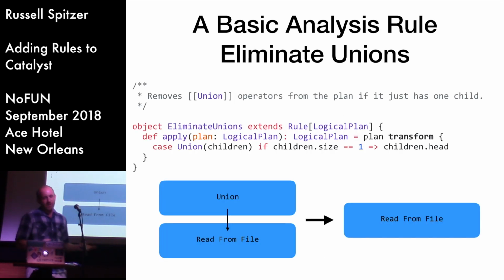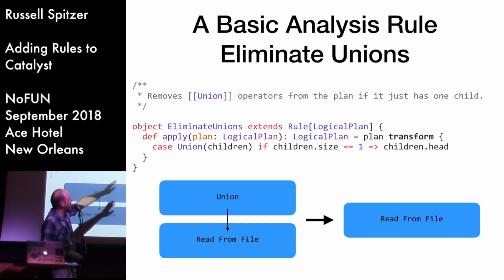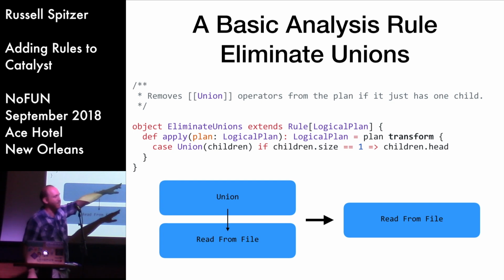And here's just an example of a basic rule that eliminates unions. And this is where that partial function pattern application is really useful. So for example, this rule, eliminate unions, only does one thing. It looks for unions that contain a single element and then removes the union entirely, because a union of a single thing is just that thing. So the rule here in Scala basically says, I'm writing a partial function here that transforms that plan.